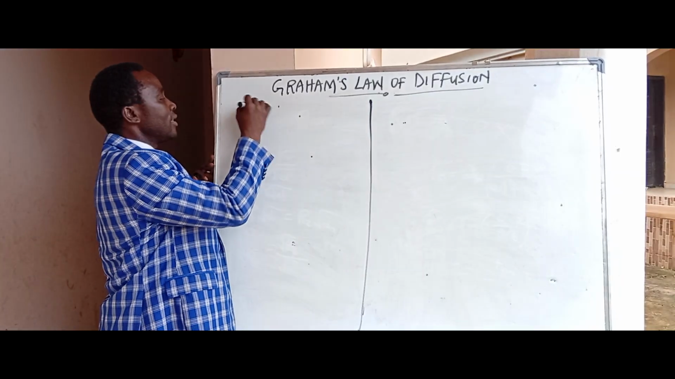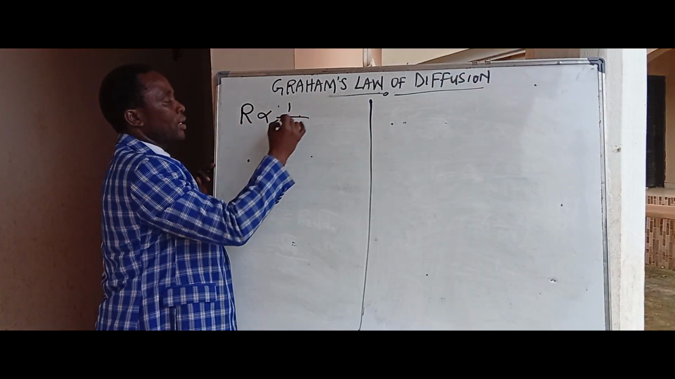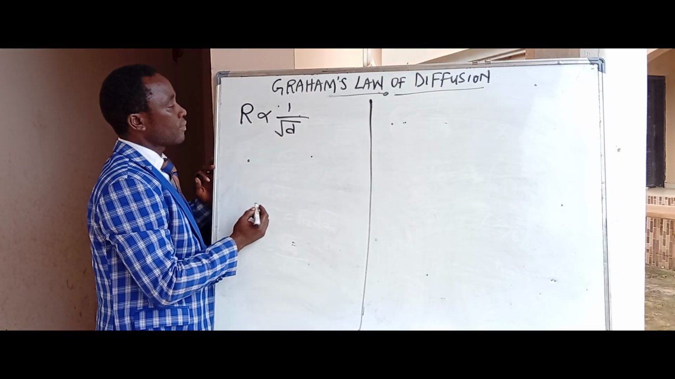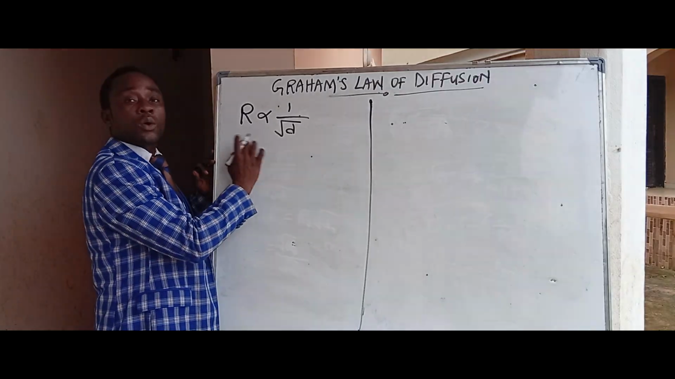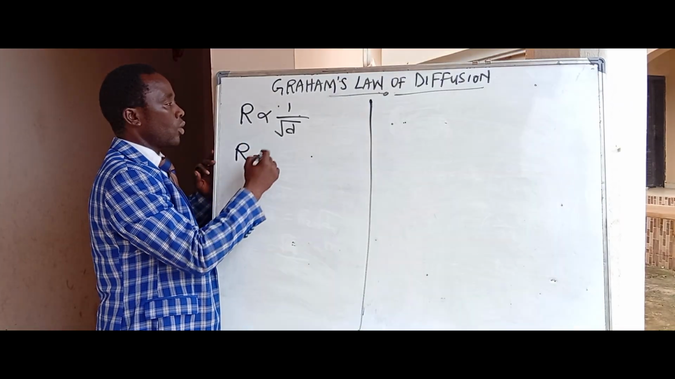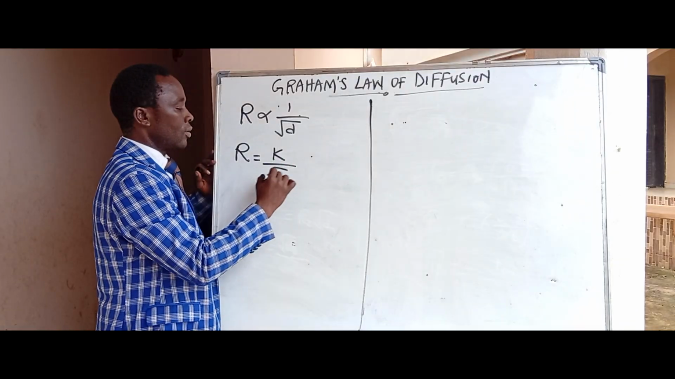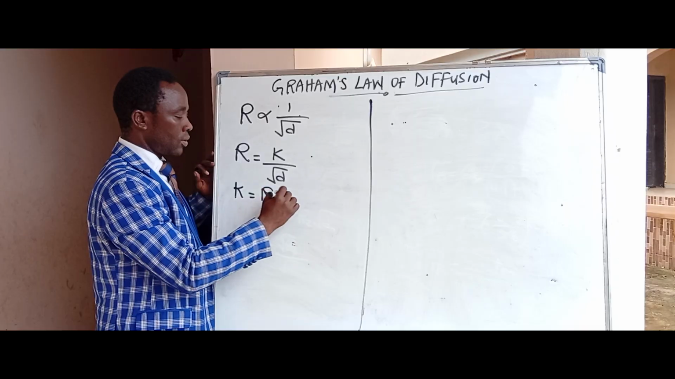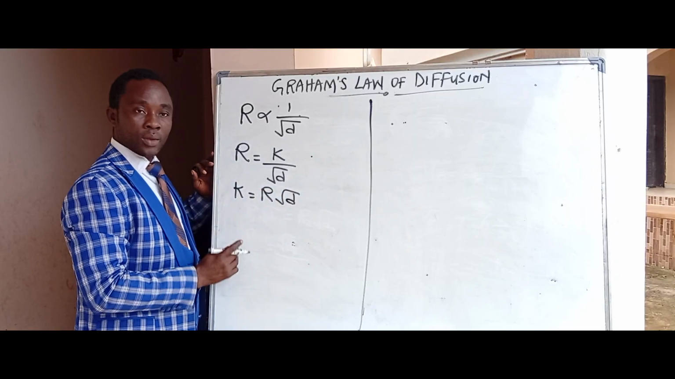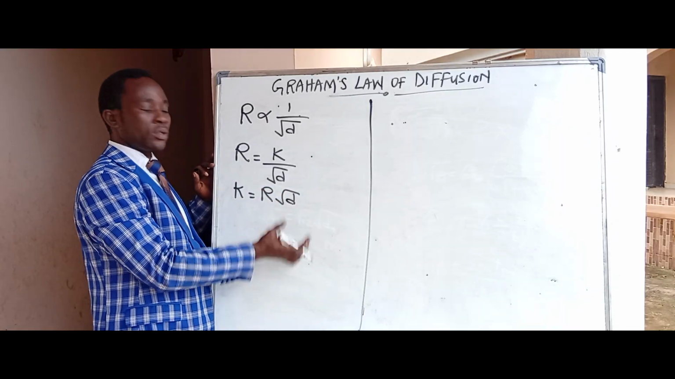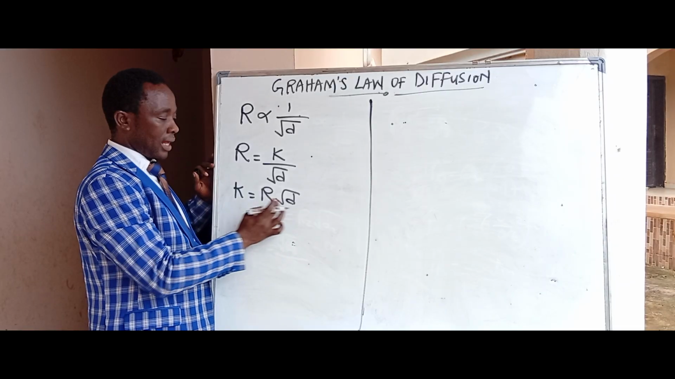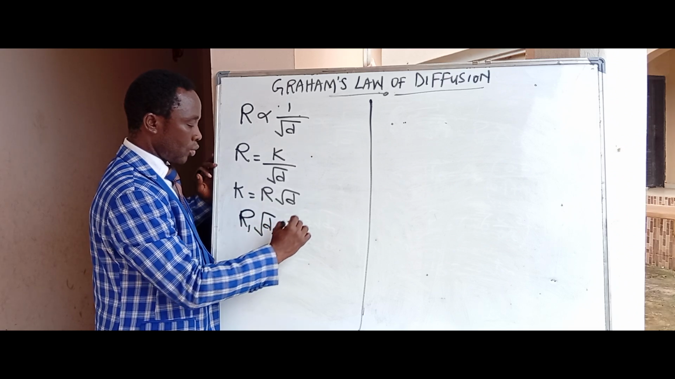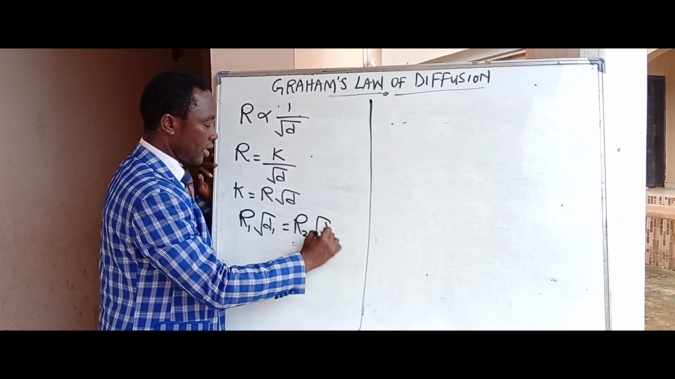Mathematically, it's saying that the rate of diffusion of a gas is inversely proportional to the square root of its density. Okay, so if we introduce a constant here, our R will become equal to the constant divided by root density. Now if I make the constant the subject of the formula, my K becomes equal to R times the square root of what? Density. Now since this is a constant, under different conditions of rate and density, we can see that R1 square root of D1 will be equal to R2 square root of D2.